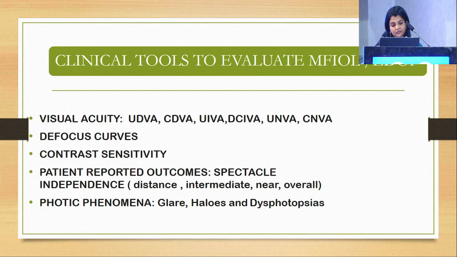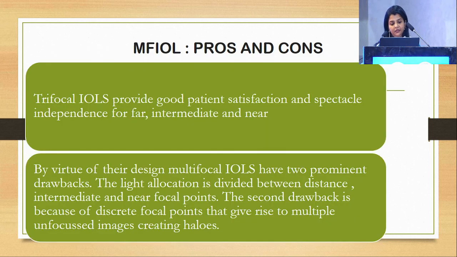The clinical tools that we use to evaluate these lenses could be the visual acuity, that is the uncorrected distance visual acuity and the corrected distance visual acuity, the uncorrected intermediate visual acuity, the distance corrected intermediate visual acuity, and the uncorrected and corrected near visual acuity. Also the defocus curves, contrast sensitivity, patient-reported outcomes like spectacle independence, and the photic phenomena.